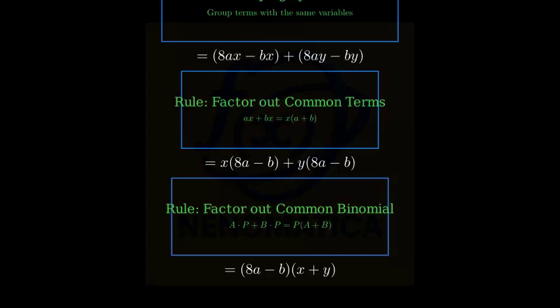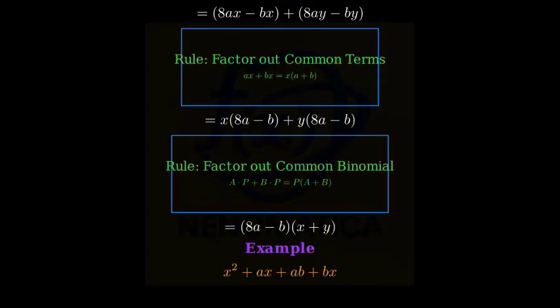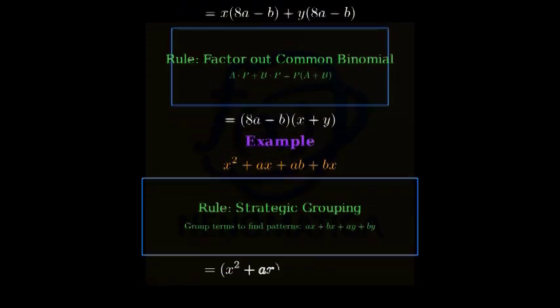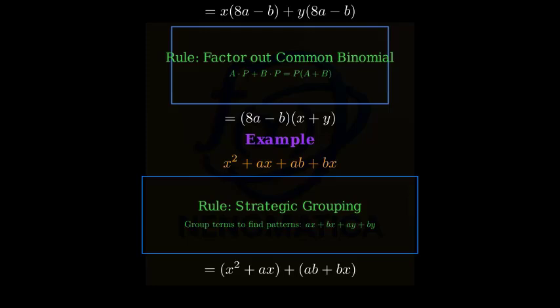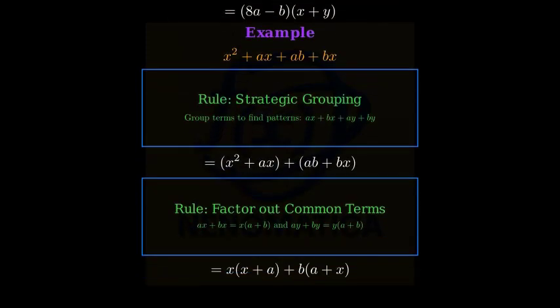Let's move on to our third example. We want to factor the expression x squared plus x plus a plus bx. This expression looks a bit different. Let's try to group the terms in a way that will help us identify common factors. We'll group x squared plus x together and a plus bx together. Let's factor out the common terms from each group. From the first group, we can factor out x, and from the second group, we can factor out b. This gives us x times (x plus b) times (a plus x).